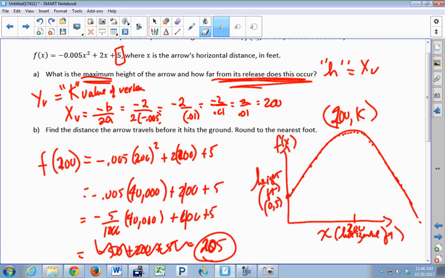205, right? I knew I was wrong. I just didn't know where I screwed up. Okay, so 205 is the maximum height that this arrow reaches. Maximum height. Okay.